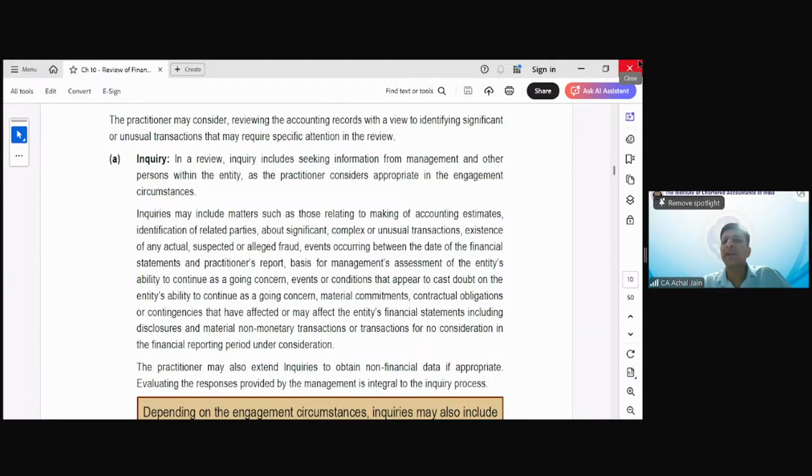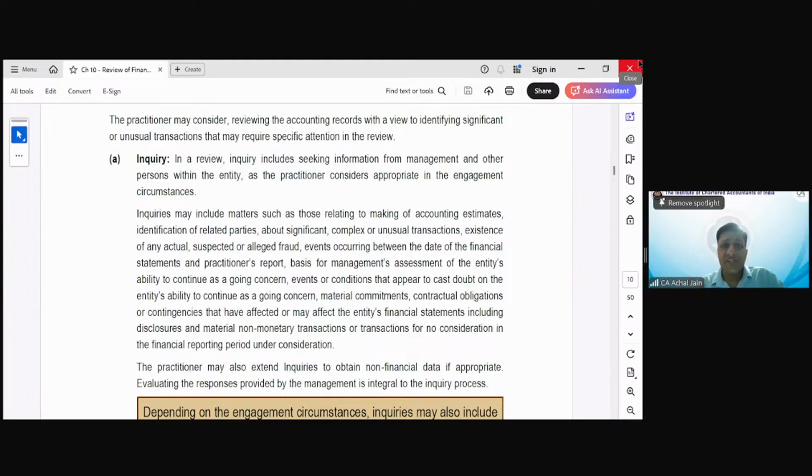So there's no separate discussion that you will have, because in both the standards, SRE 2400 and SRE 2410, the kind of procedures are going to be exactly similar. The only thing different will be what? The only difference will be the underlying information. In case of SRE 2400, you have historical financial statements. In case of 2410, you have interim financial information. Interim means quarterly financial results, six-monthly financial information.